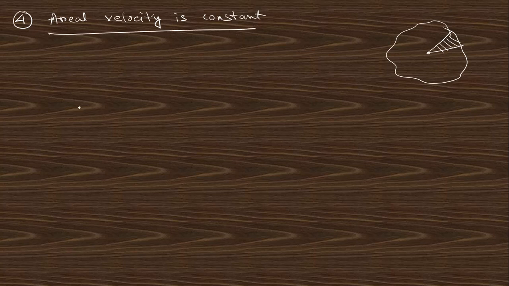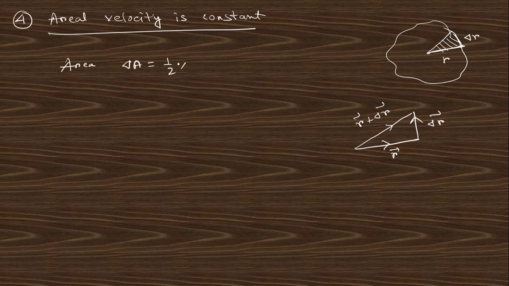Areal velocity is constant. So the area can be written as: this is r, and this we take as delta r. You can see this is the r vector, and this changes to r plus delta r vector, so this is the delta r vector. So the area delta A will be nothing but half into r cross delta r, taking only the magnitude, r cross delta r magnitude.